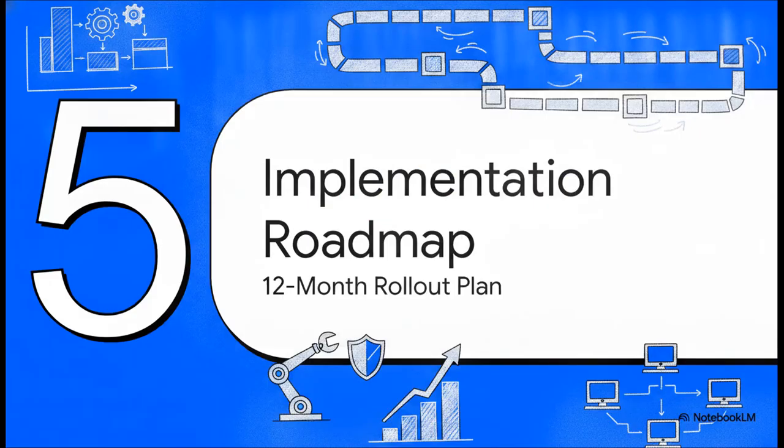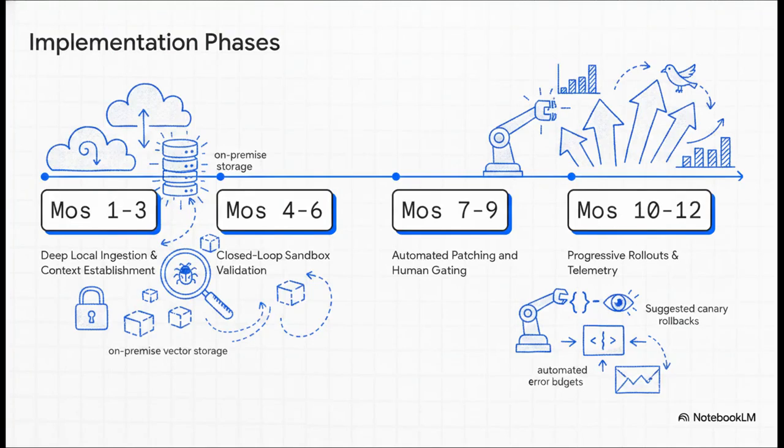All right, finally, Section 5, your implementation roadmap. Here is a very specific, highly tangible 12-month project plan to actually roll this out in your enterprise. Phase 1, months 1 through 3, you're focusing purely on deep local ingestion. Deploy your on-prem vector storage grids and build up your localized embedding context without a single asset ever leaving your trust boundary. Phase 2, months 4 through 6, is all about closed-loop sandbox validation. Get those ephemeral container runners deployed and have your validation agents executing dynamic exploit payloads in a staging environment.